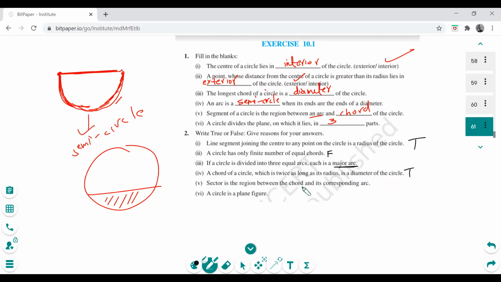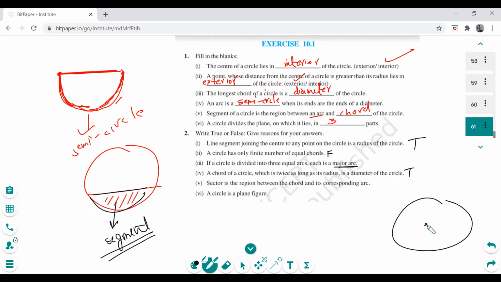Sector is the region between chord and its corresponding arc. Chord और corresponding arc के बीच जो बनता है इसे sector कहते हैं. Very good. उसे segment कहते हैं, not sector. So minor, that's the sector. Always remember the sector with pizza. I like to remember it with pizza. Okay. So yes, that's also done. Now what about the sixth one?